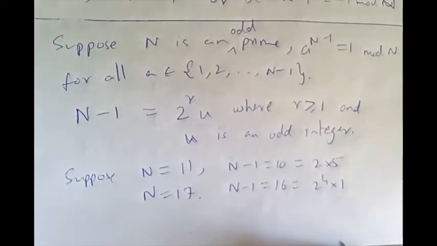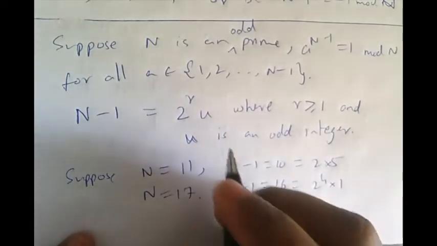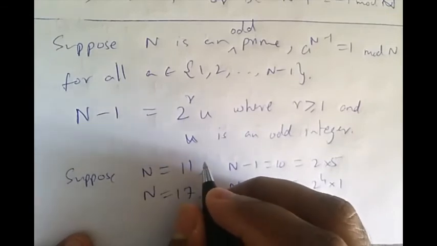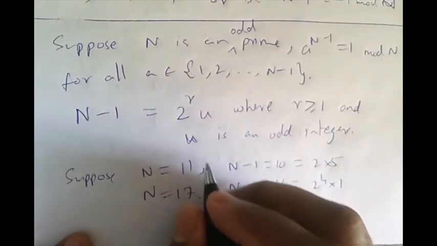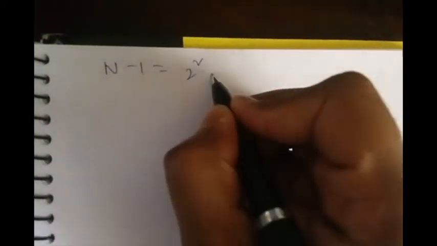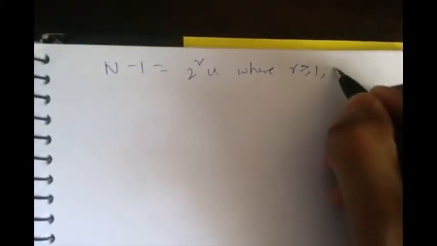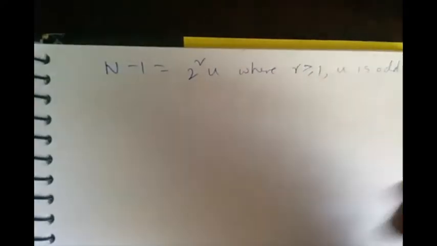Like in this case here, you saw 2 times 5. Okay, so how does this help us? So now if you look at a sequence like this, let me turn the page. So you have n minus 1 is 2 power r u, where r is greater than or equal to 1 and u is odd, right?